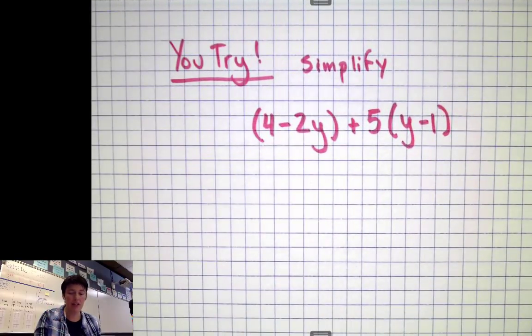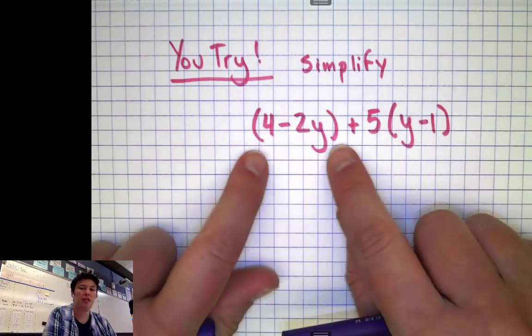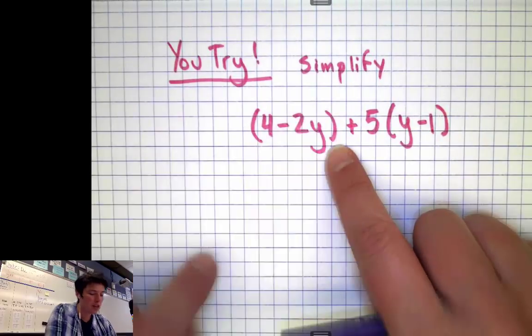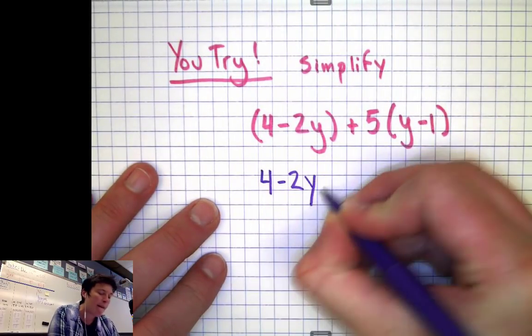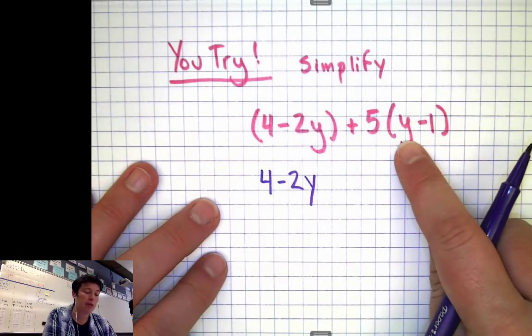Okay, are you ready to check your answer? How'd you do? Let's see. We want to get rid of our parentheses. The first parentheses is going to be easy because there's nothing with it. It's just 4 minus 2y. So 4 minus 2y.